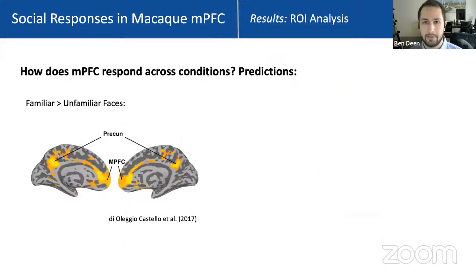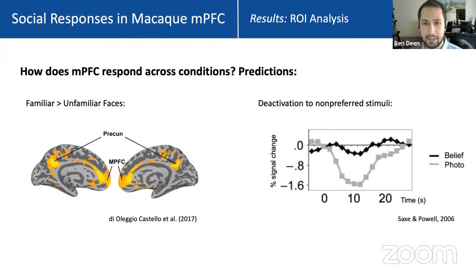All right, we next want to ask about the response profile across multiple conditions in the experiment. And our expectations from human research are one, that we'll see a response to familiar faces over unfamiliar faces, and two, that we'll see a deactivation to non-preferred stimulus categories, namely objects. And this is something that's been observed in prior human studies focusing on socially responsive regions of MPFC. This is an example from a social cognition task, but also is characteristic of other regions in the default mode network, that they tend to deactivate relative to baseline to non-preferred stimulus categories.